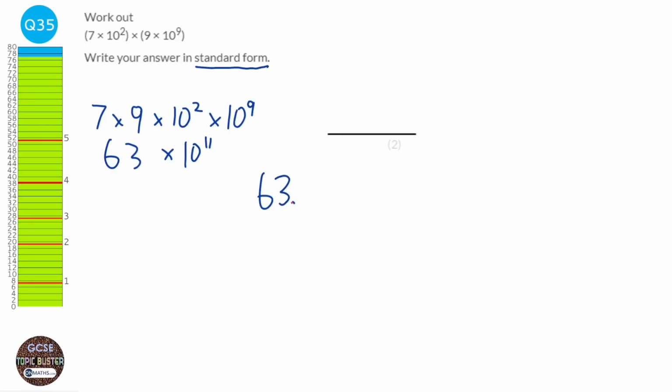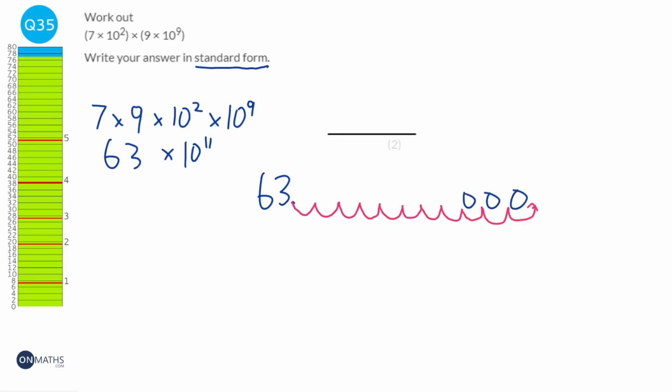Here we've got 10 to the power of 11, so it would be 1, 2, 3, 4, 5, 6, 7, 8, 9, 10, 11. We fill these all out with zeros, and that's the number we've created here. A lot of zeros. Now, to make it a number between 1 and 10, not including 10, the decimal point needs to be here.